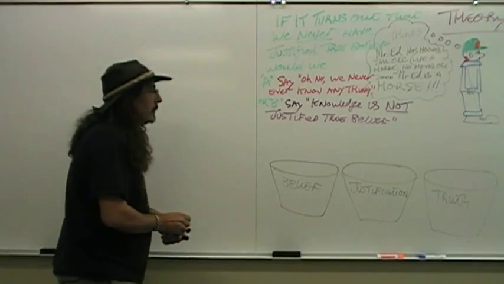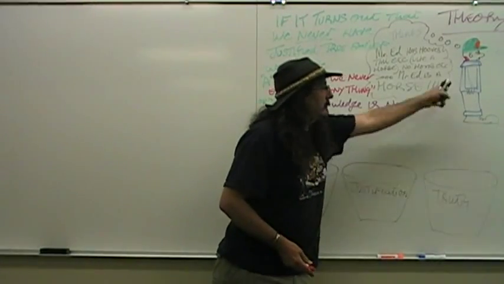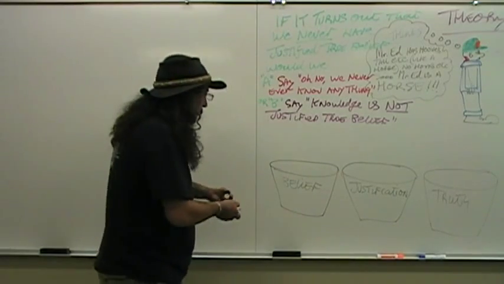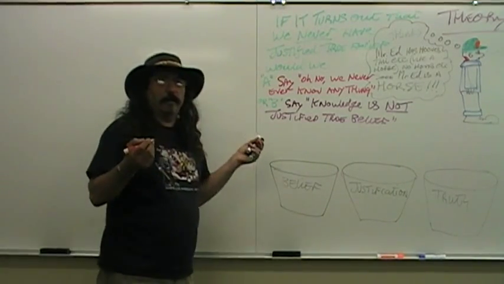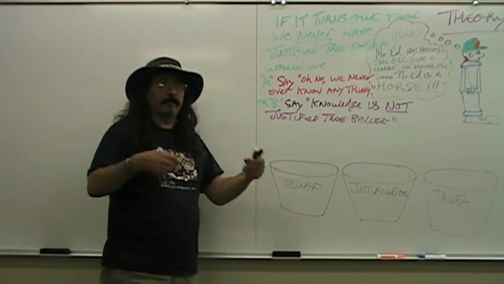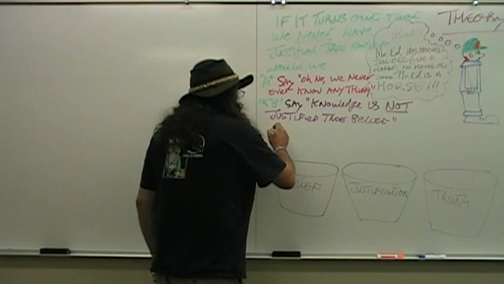Right, so, here's the farmer who Plato thinks knows that Mr. Ed is a horse. And what do we put in the belief bucket? Well, it's simple. He has an opinion. Mr. Ed is a horse.